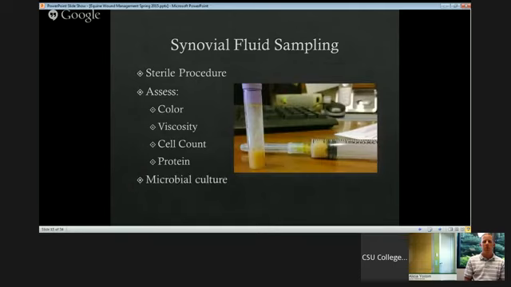The last picture was a very normal looking fluid, and this is a more contaminated looking fluid, an infected fluid. And so the fluid is thicker and it is a darker yellow. And so this is definitely something that you would want to culture as a veterinarian.